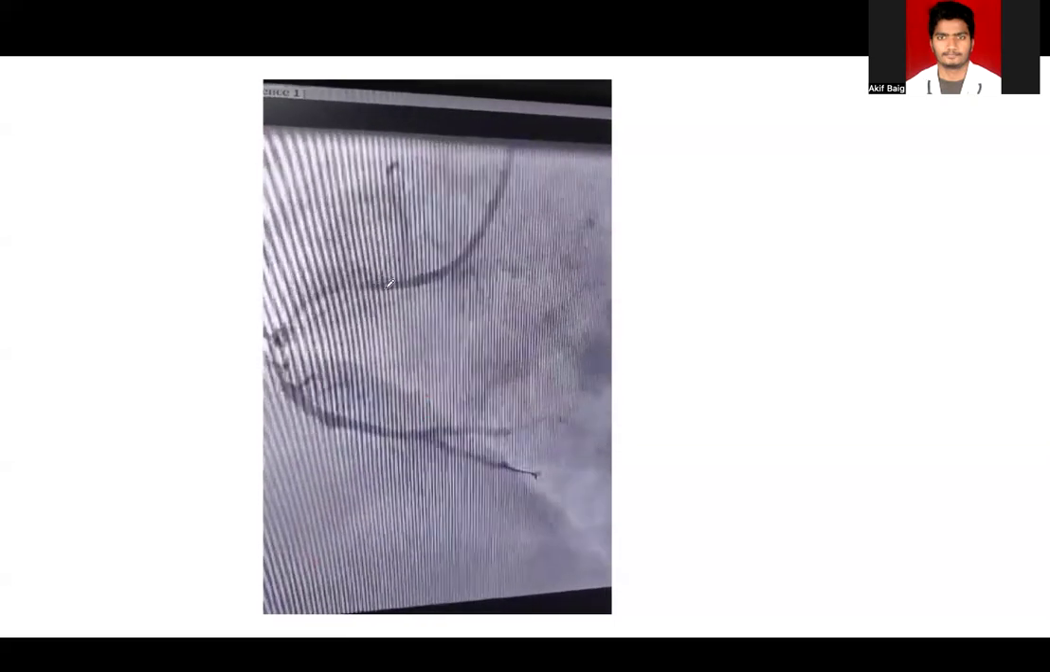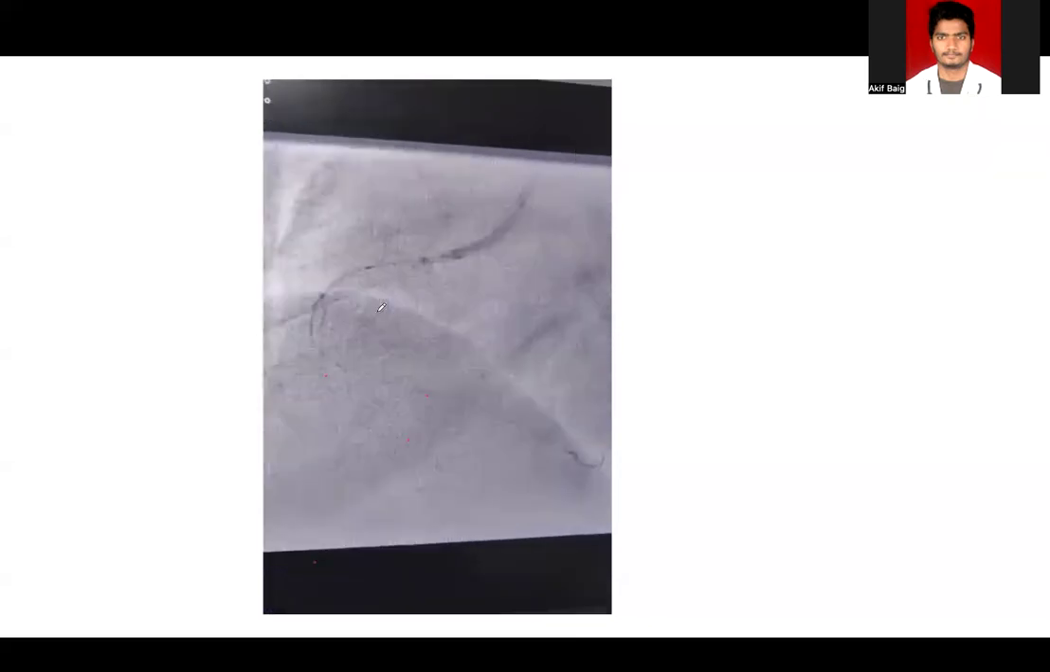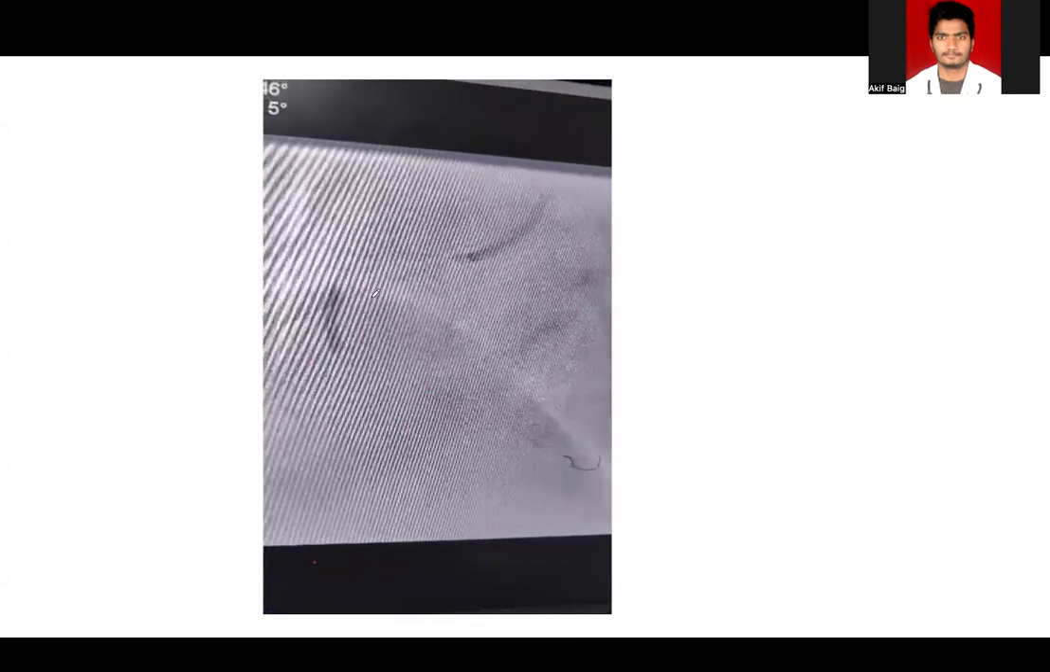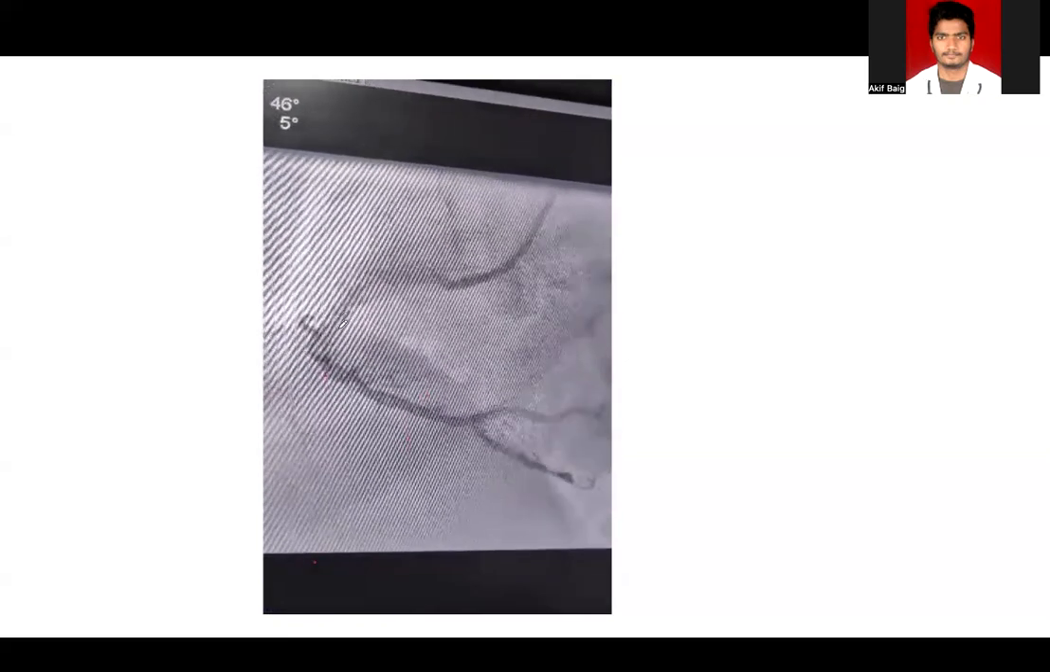You can see here, after doing the scoring balloon, that is the lesion. You can see this is the scoring balloon which we are doing here. The lesion has opened quite well, which you will see in this shot. You can see the lesion has very much opened.